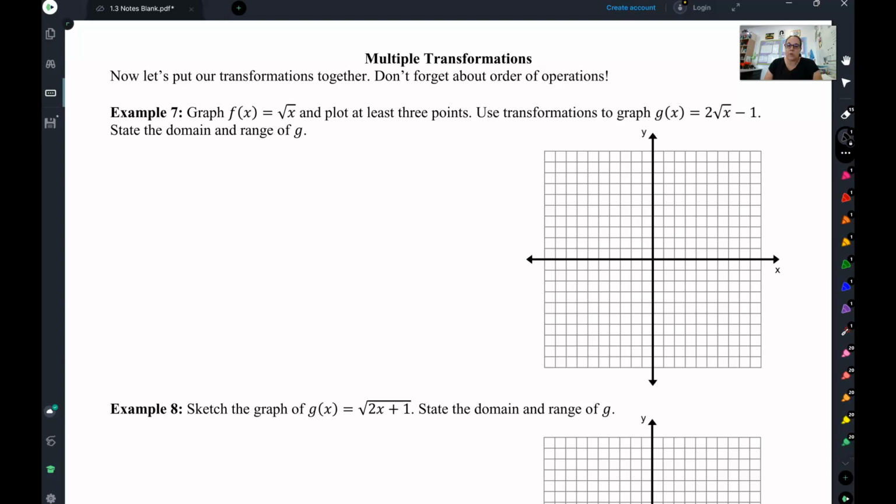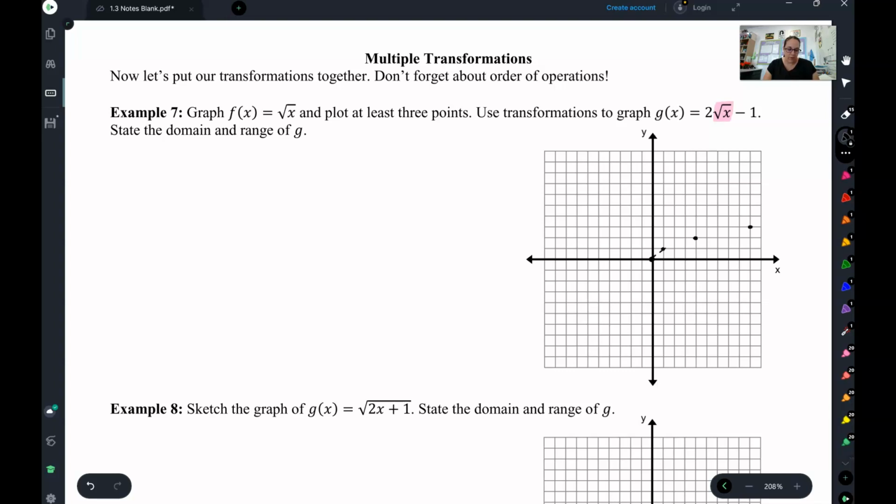Let's start to do multiple transformations together. So we're going to look right here, and in each of these, I want you to highlight the parent function. So here we see that our parent function is square root of x. That's the one that we're changing. So that's the one that's going to be our dashed function. So hopefully you remember what that one looks like.